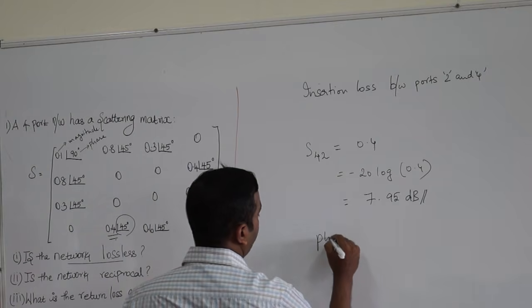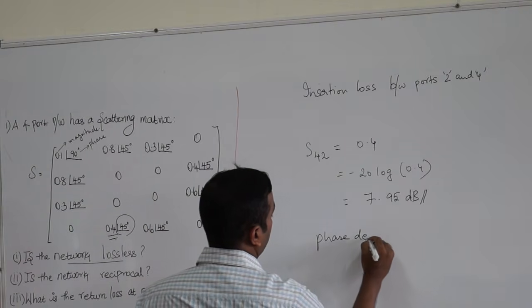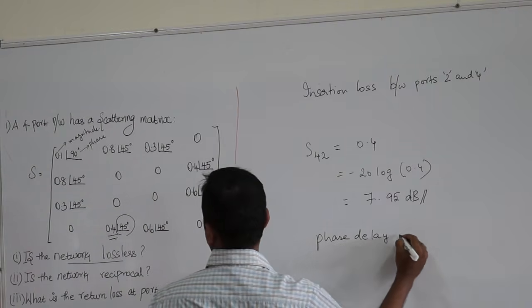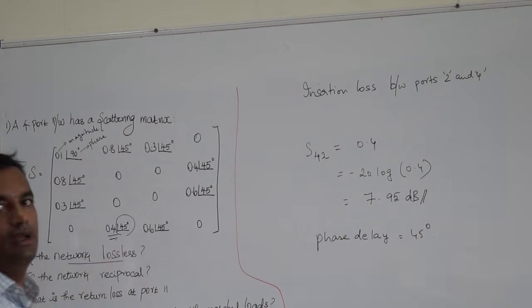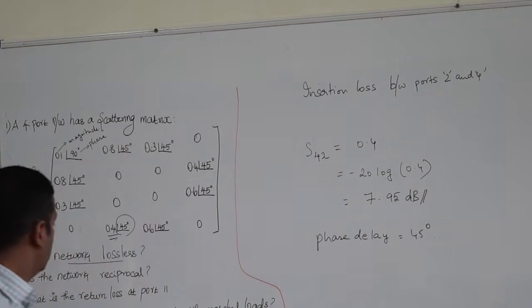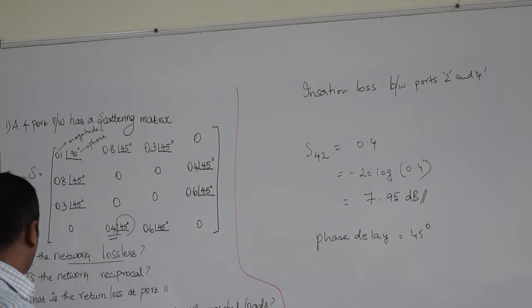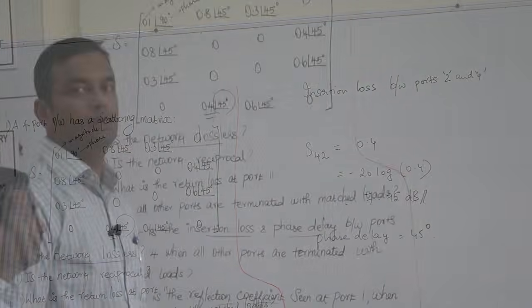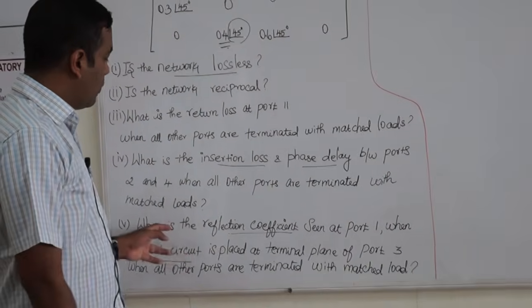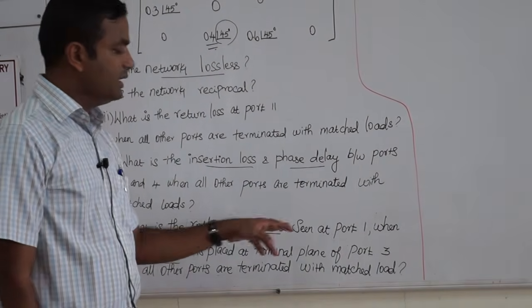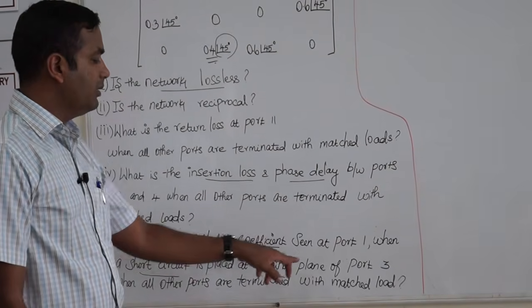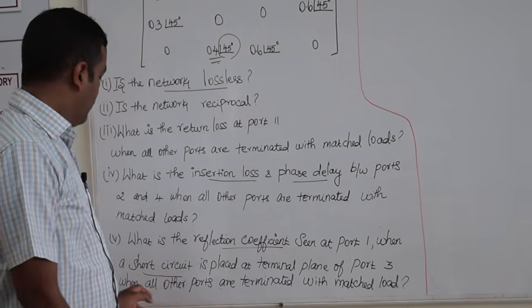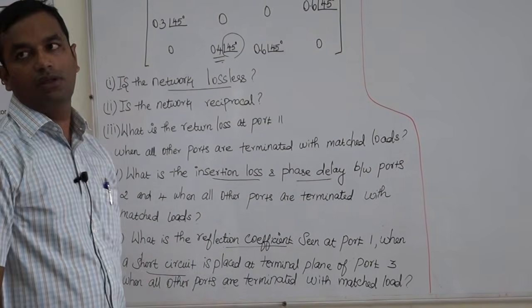So phase delay is 45 degrees. Phase delay is 45 degrees. So this is the insertion loss and phase delay between ports 2 and 4 when all the ports are terminated with matched loads. So the last question is, what is the reflection coefficient seen at port 1 when a short circuit is placed at the terminal plane of port 3 when all other ports are terminated with matched load?